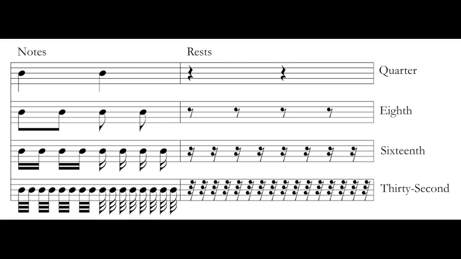I can divide my quarter note into two eighth notes and beam them, or I can divide it into two eighth notes and flag them and break the beam. It doesn't really matter. I can divide those eighth notes into two 16th notes each, and I can divide those 16th notes into two 32nd notes each. Our 16th notes have two flags or two beams. Our 32nd notes have three flags or three beams.